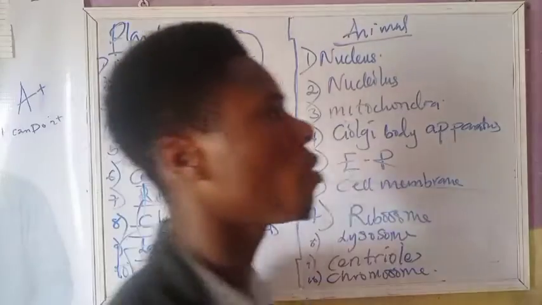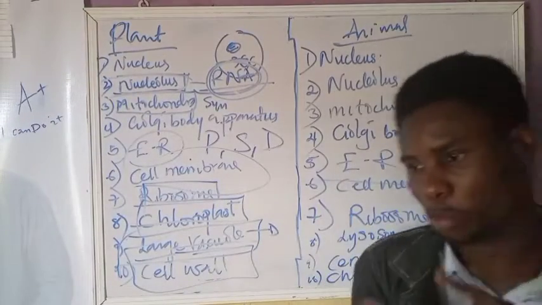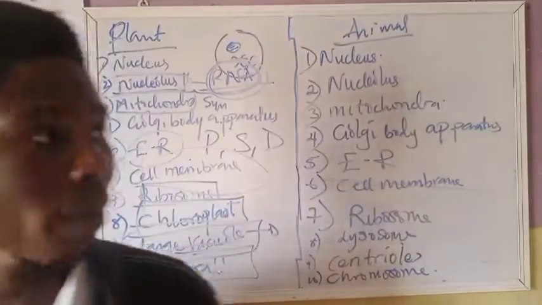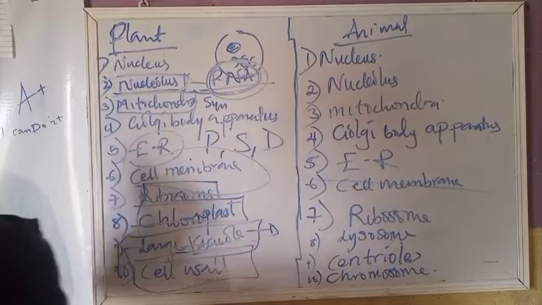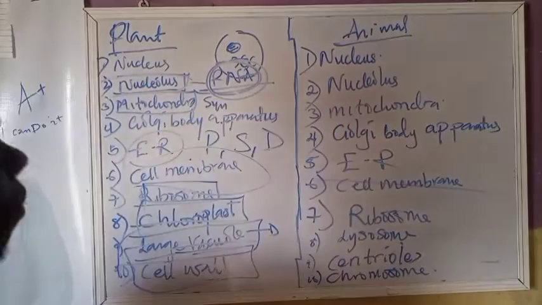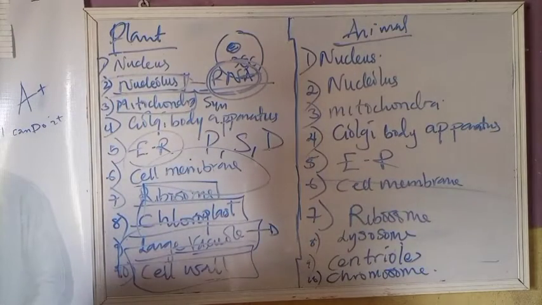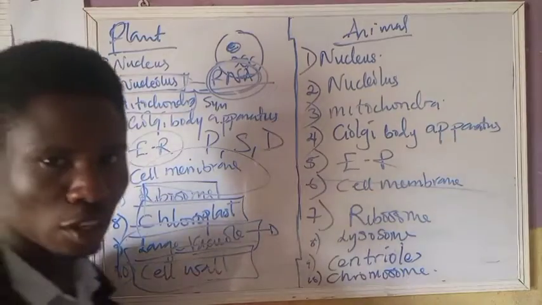The function of the cell wall is that it is the fence that covers the cell. Don't forget, it is only found in the plant cell, it's not found in animal cell. The cell wall is definitely found outside the plant cell. So because it's found outside, it helps to give shape.